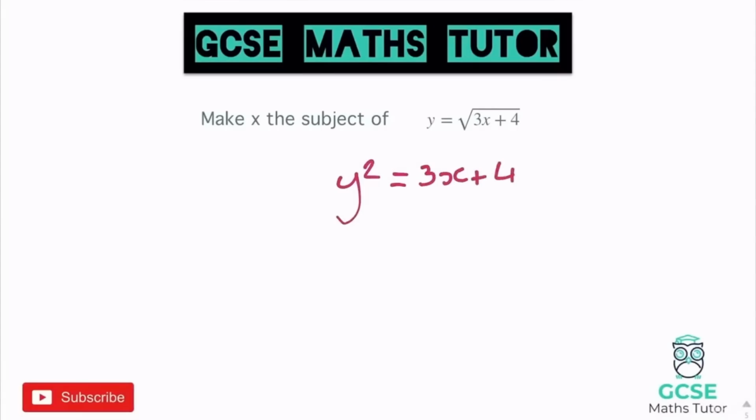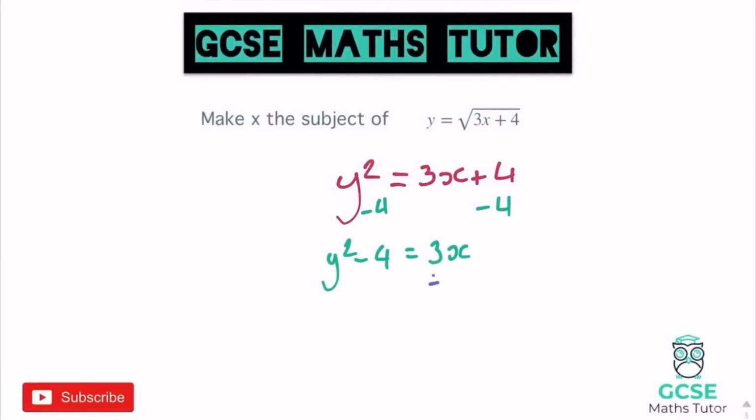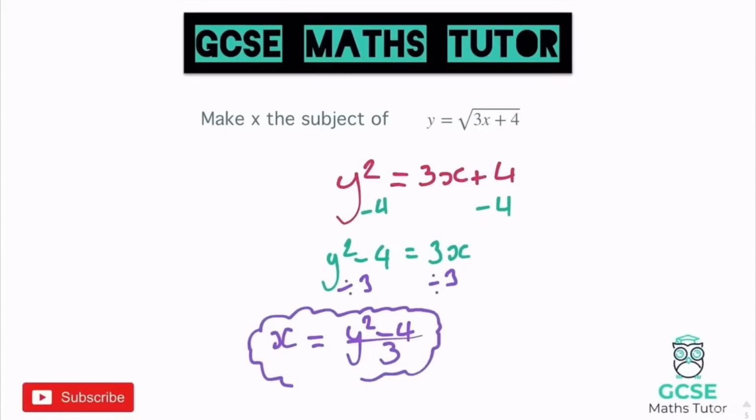So once we've done that, quite nice and easy, it looks quite similar to some of the others. We're going to minus 4 from both sides. Then we get y squared minus 4 equals 3x. And then finishing it off just like some of the first ones we did, we're going to divide by 3. So divide by 3, and we get y squared minus 4 all over 3 equals x, or we could just write the x equals at the start. So x equals y squared minus 4 over 3, and that's our final answer there. Just remember that when we've got the square root, everything's locked in until we square both sides.